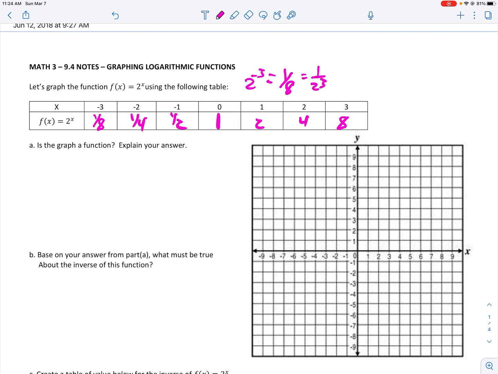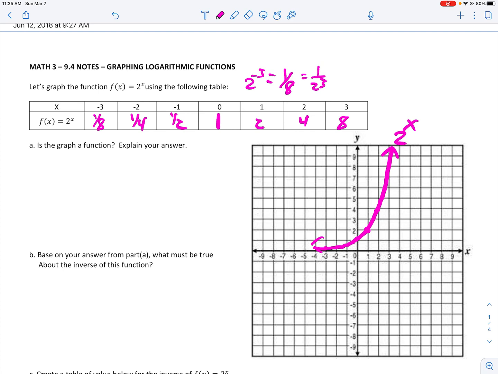So we have negative 3, 1/8 right there. Negative 2, 1/4, negative 1, 1/2, 0, 1. And then we have 1, 2, we have 2, 4, and we have 3, 8. So this is 2 to the x.